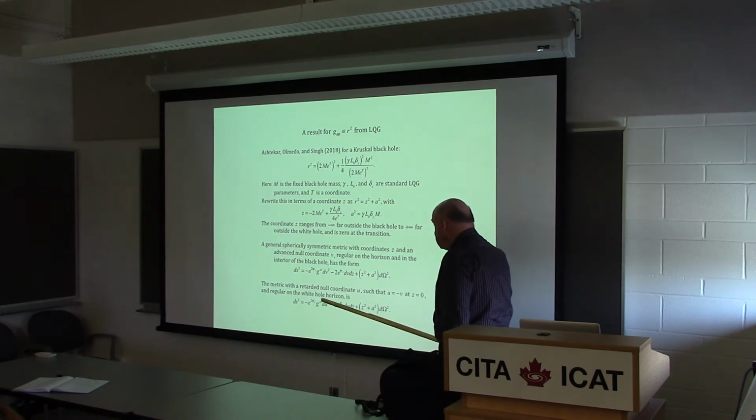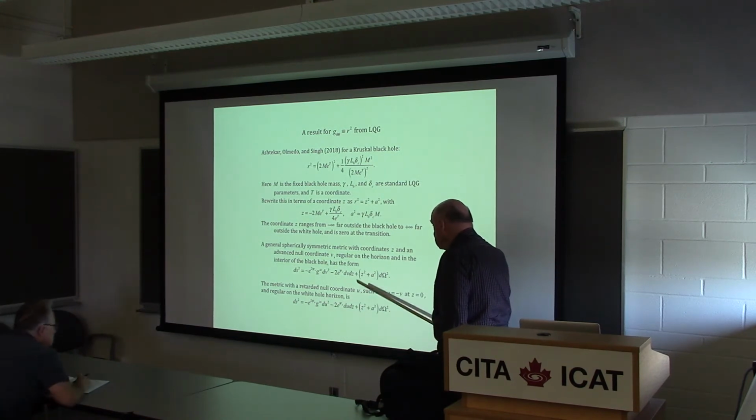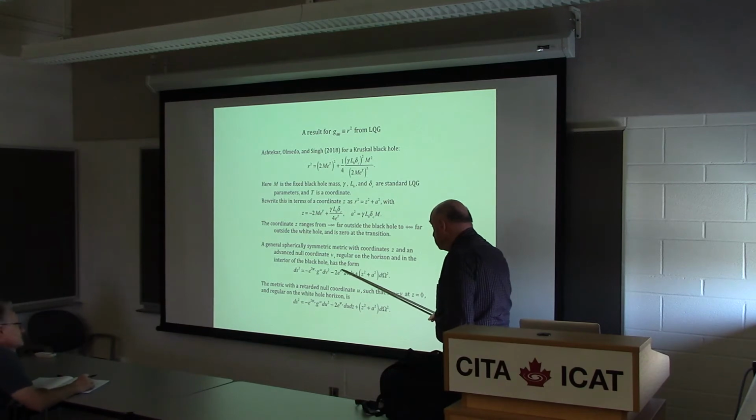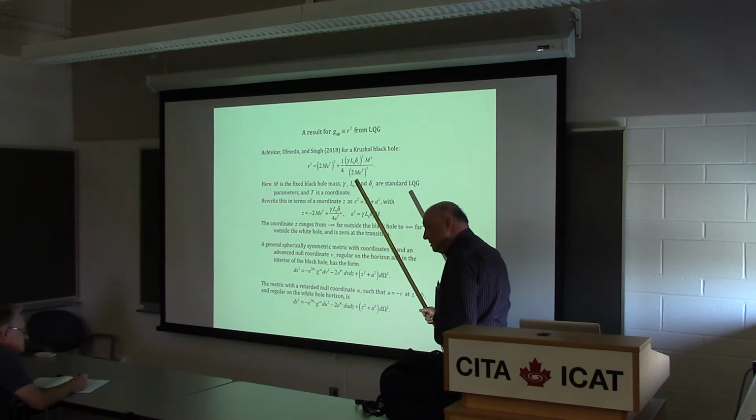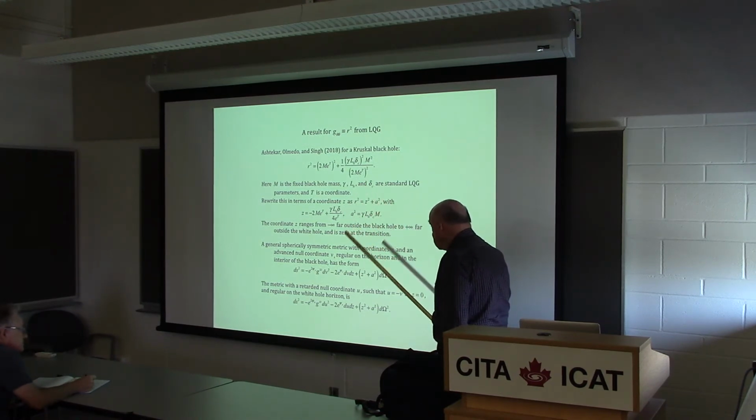And you can use either the advanced null coordinate v. So in the black hole, if you want coordinates that are regular on the black hole horizon, you want to use the advanced time, because that's finite on the horizon, while the retarded time is infinite on the black hole horizon.